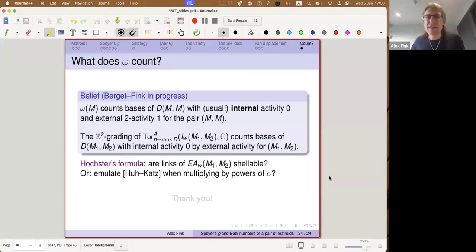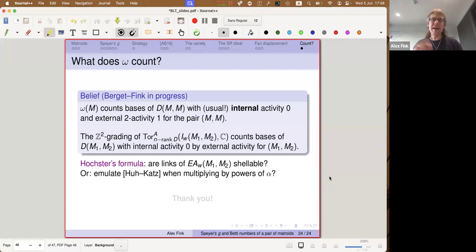Well, because there's one obvious thing we want to do that is tantalizingly lying outside our grasp so far, but it should be possible, which is, well, the omega invariant is positive. It should count something. What does it count? Well, we have a conjecture what it counts. Just like the beta invariant of a matroid at the other end of G counts bases of M with internal activity 0 and external activity 1. That is the activity formulation of the top polynomial.